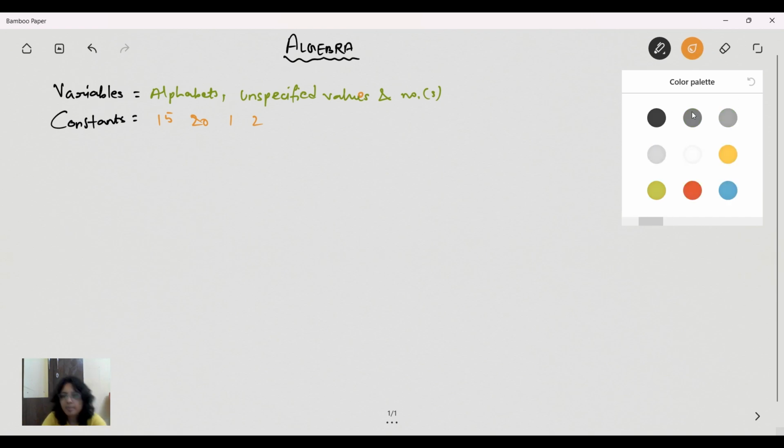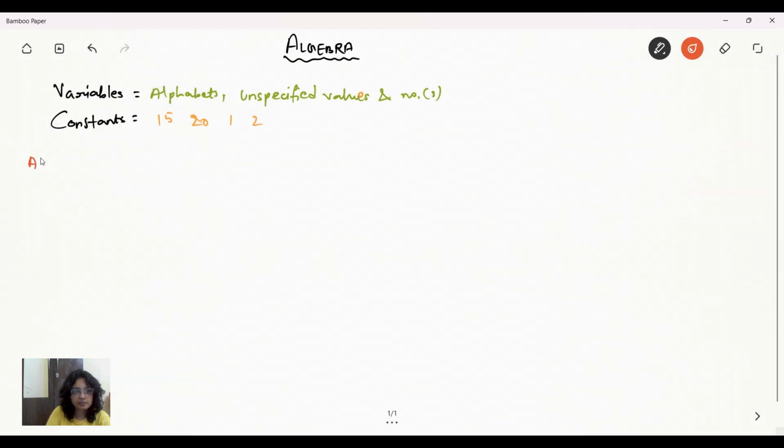We'll step up a little and we will understand what algebraic expressions are. Now, an algebraic expression is actually a collection. A collection of what? It will have a collection of numbers, variables, operations, and grouping symbols. Understood? Numbers, variables, operations, and grouping symbols.